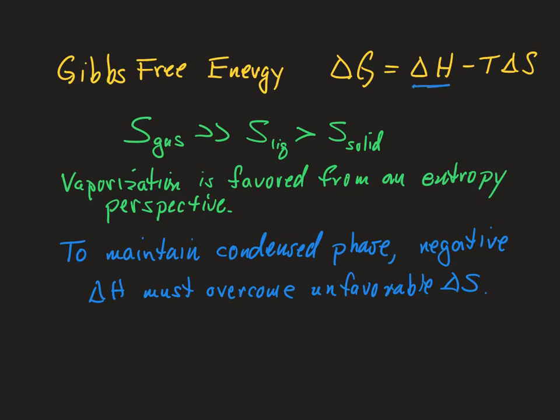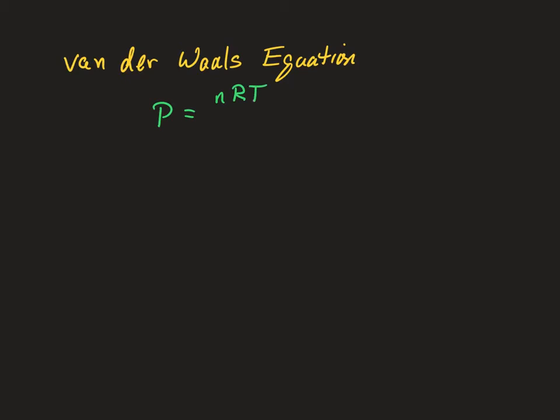And so what is our source of that favorable delta H? If we go back to general chemistry, we can talk about the van der Waals equation. Right? And there are different ways of representing the van der Waals equation, but one is this, that the pressure is equal to the number of moles times the gas constant R times the absolute temperature divided by the volume minus a factor, the number of moles times a constant B, minus the number of moles squared times the constant A divided by the volume squared, right?